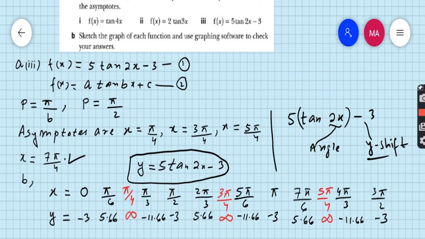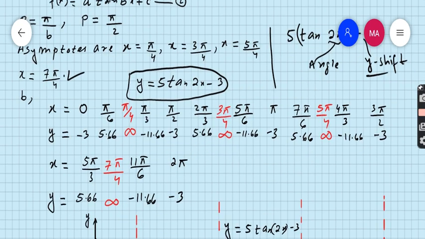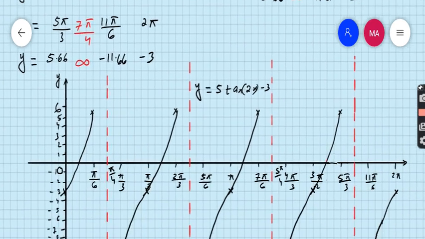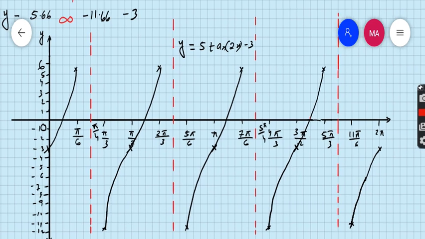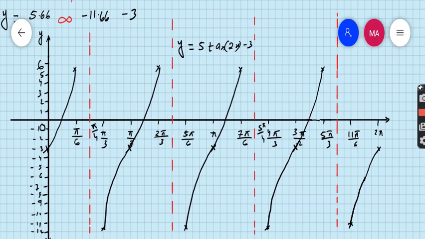Part B was sketch the graph of each function and use graphing software to check your answer. It is just a check that your drawing is similar to the graph plotter software or not. So I am going to show you a graph plotter and check only this domain from 0 to 2 pi, that is whether your graph is similar or not.